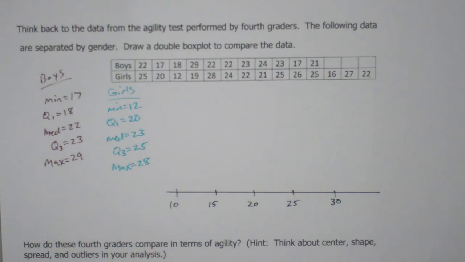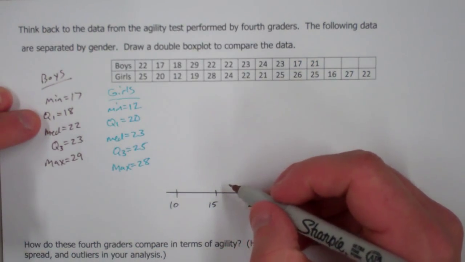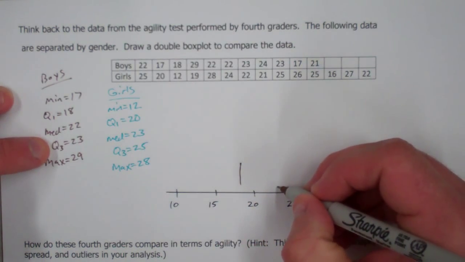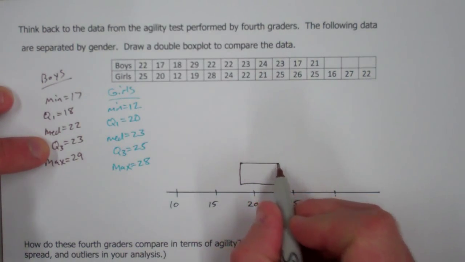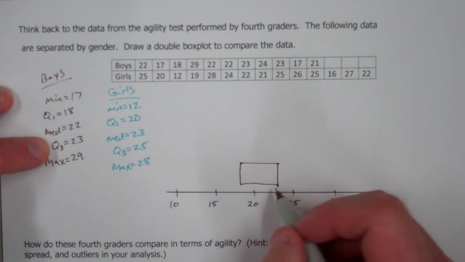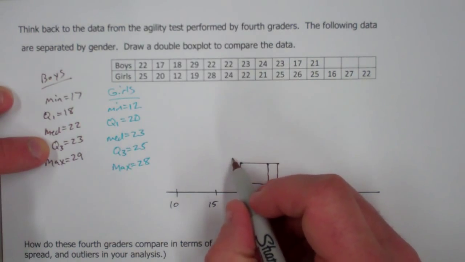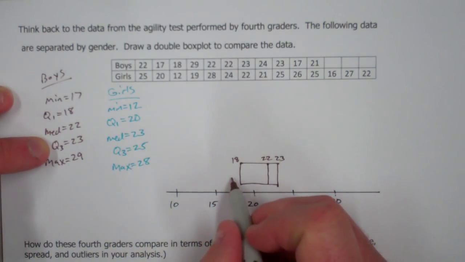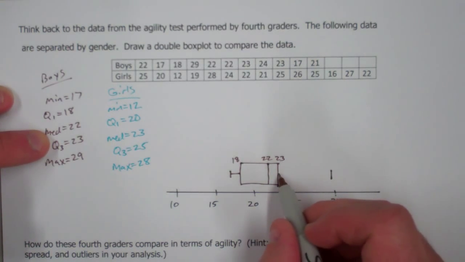Let's draw the box plot for the boys. So the boys' minimum is at 17. Well, let's do Q1 at 18 first here, and Q3 at 23. It doesn't matter really which part of this you draw first, but I like to draw the box first. The median's at 22, so that's right here. If you wanted to put those numbers in there, you could. So we've got 18, 22, and 23. 17 would be that minimum, and then 29 would be the max, so right out here.